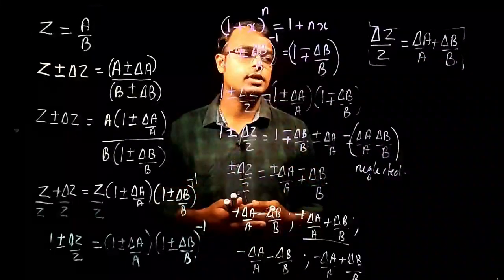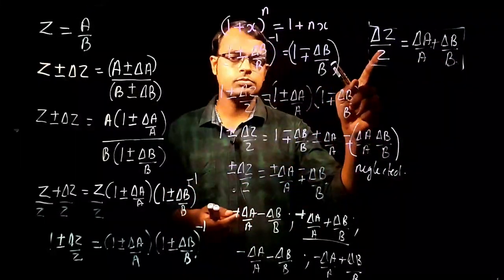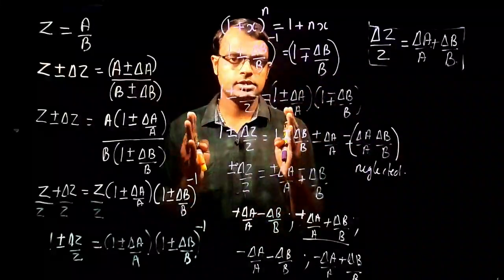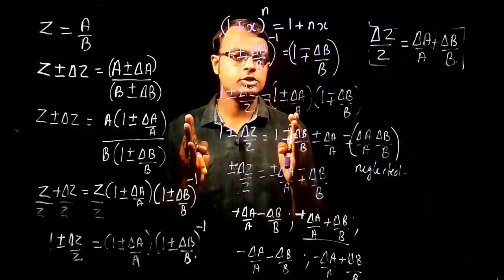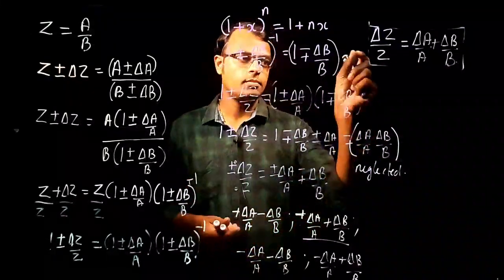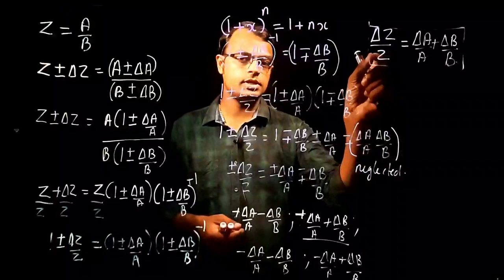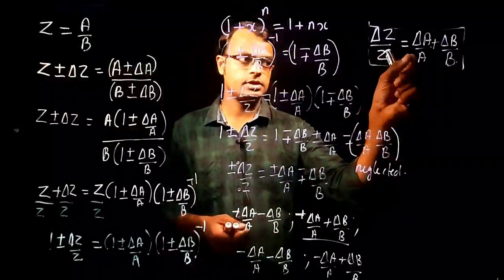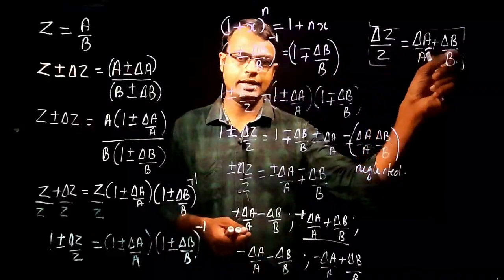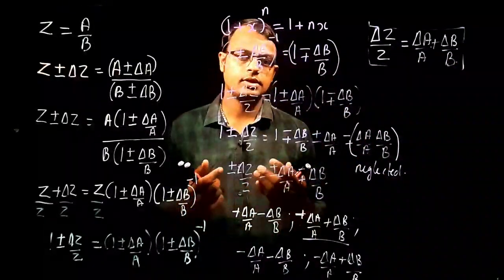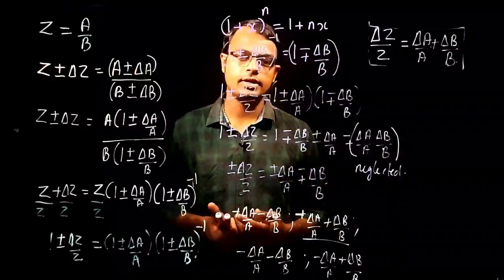So we can conclude that the maximum possible percentage error in the final result is the sum of the percentage errors in the individual measurements, or the maximum possible percentage error is the sum of the percentage error in A and B. So this is the way to deal with the errors in the final result.